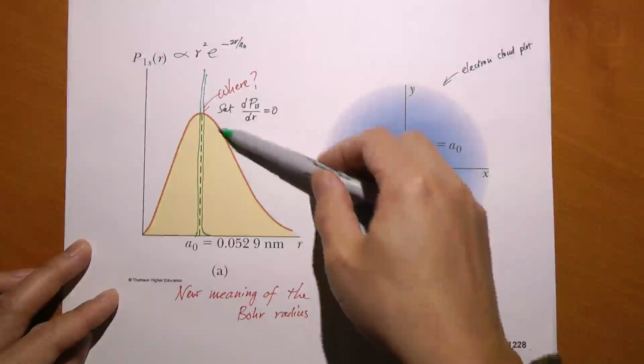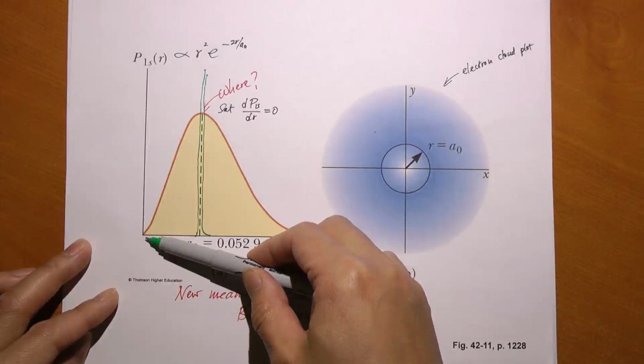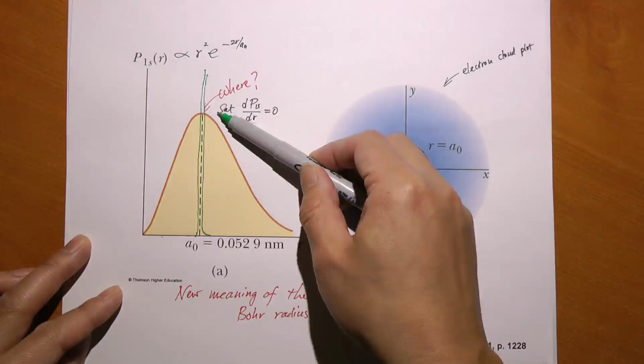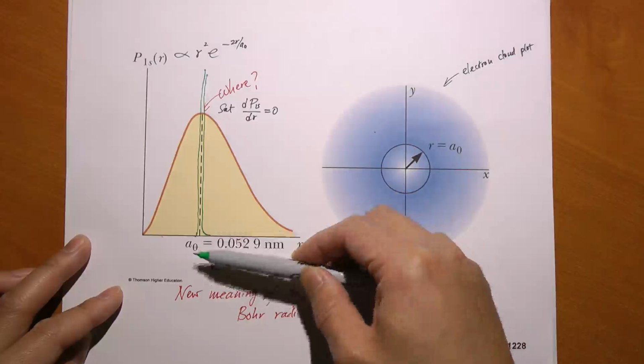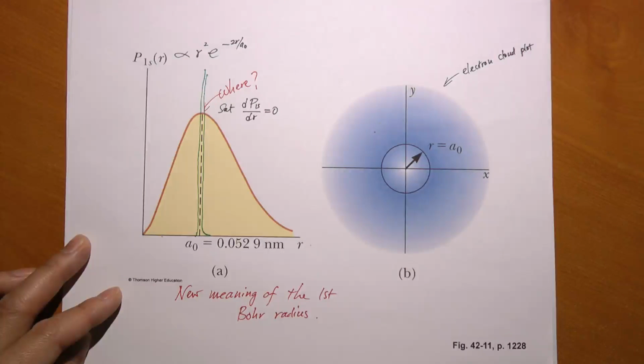This is not a symmetrical curve. It's got a longer tail here than there. So clearly, the mean distance should be somewhere away from that peak on this side, right? It should be somewhere here. So the mean distance should be somewhat greater than a0. That's what we expect.